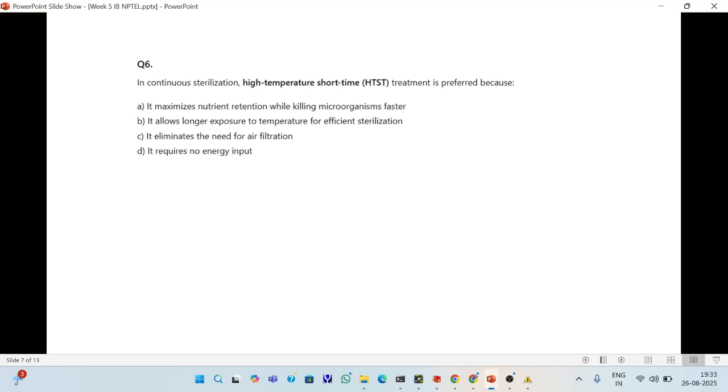In continuous sterilization, high temperature short time treatment is preferred because it maximizes nutrient retention while killing microorganisms faster. It allows longer exposure to temperature for efficient sterilization. It eliminates the need for air filtration. It requires no energy input. Start answering.